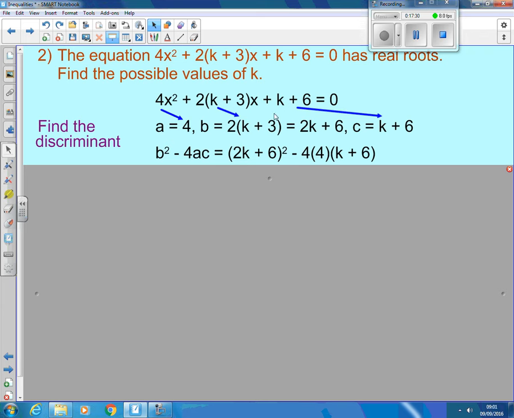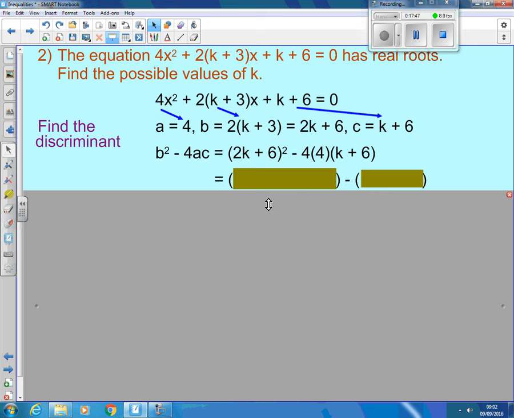If you did leave it like this, you can do, but if you do, when you square it, you've got to square that too, as well as squaring the part in the brackets. Now, minus 4ac, minus 4 times a, that's there, times c, the k plus 6 there. Let's expand it.